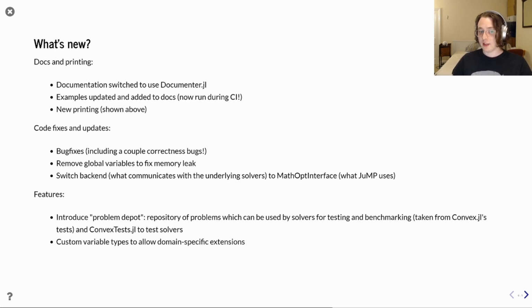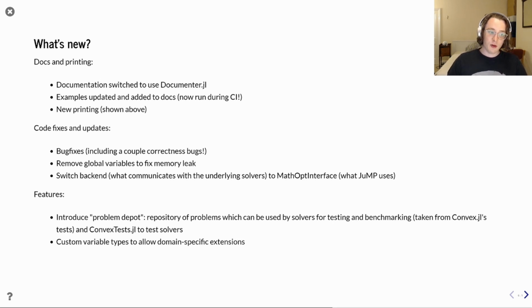The examples have been updated and added to the docs, and now they get run during CI, so hopefully they won't be out of date in the future. And there's new printing for the problems that you just saw, this little tree structure, which is thanks to AbstractTrees.jl.